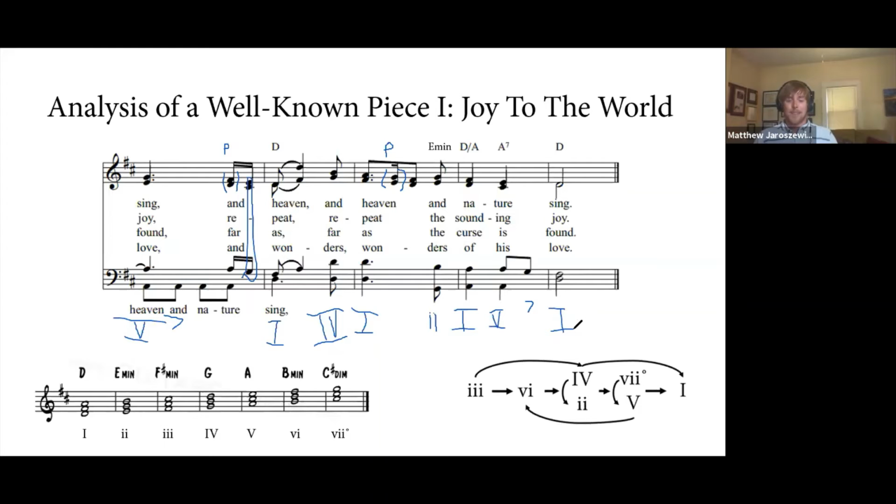Okay, so that is Joy to the World in a nutshell. A pretty simple piece that doesn't use a whole lot of chords. We really only used 1, 4, 2, 5. That's about it. Pretty simple, pretty straightforward. Any questions at all about what we just did with Joy to the World?